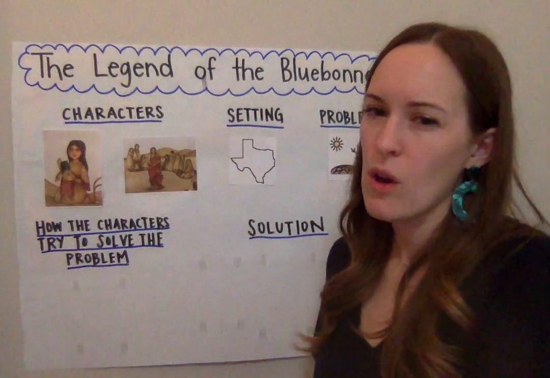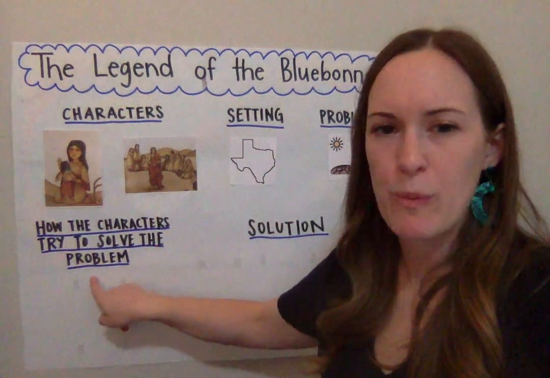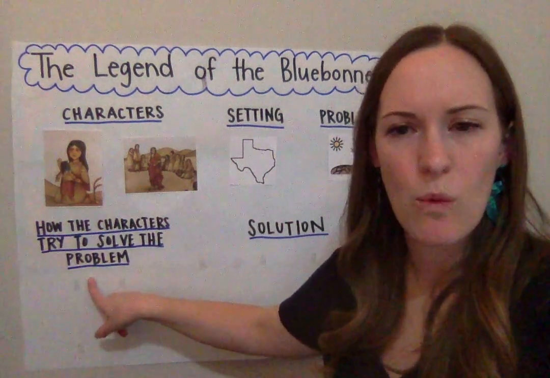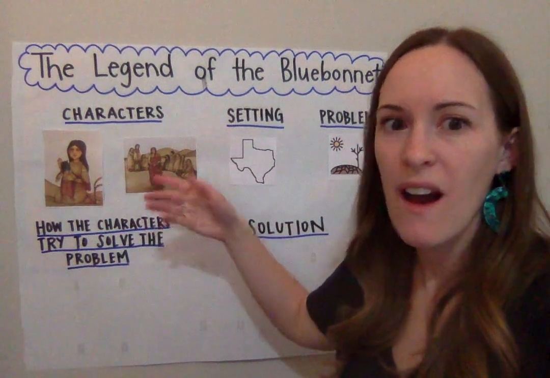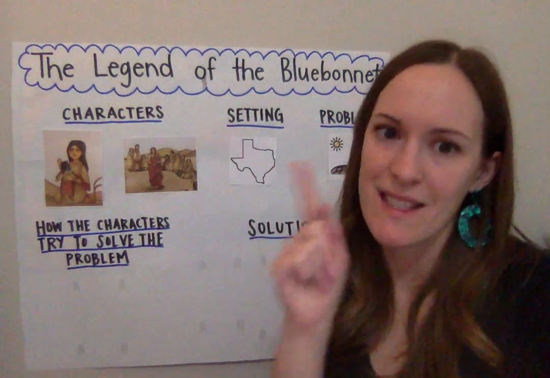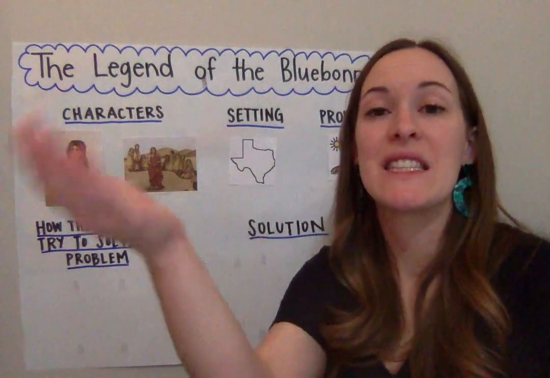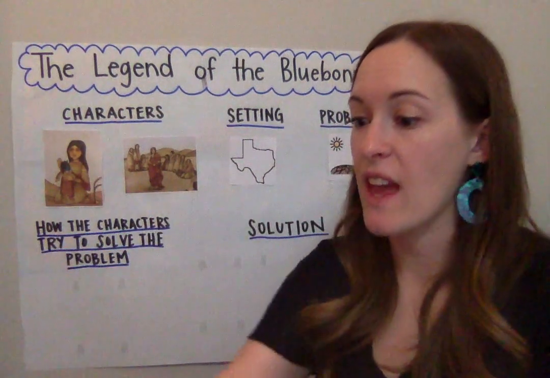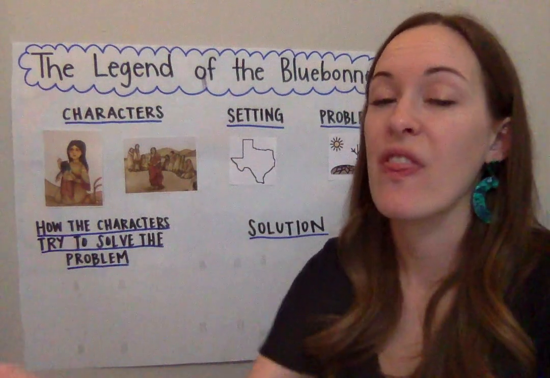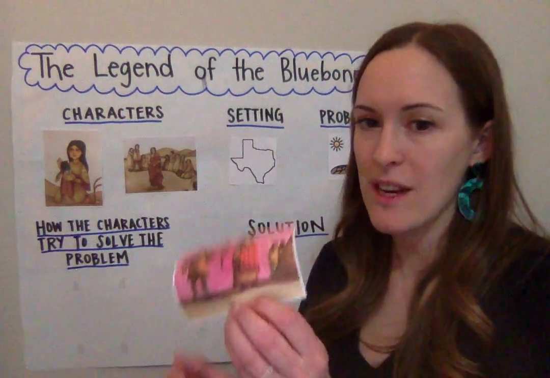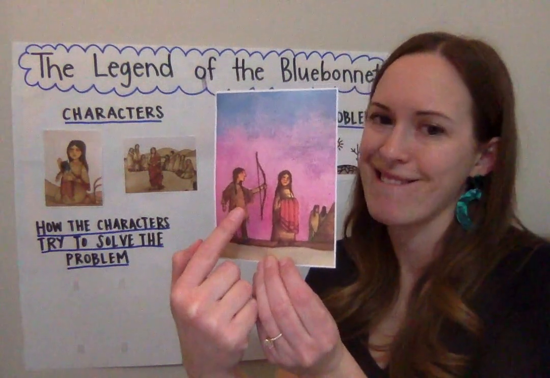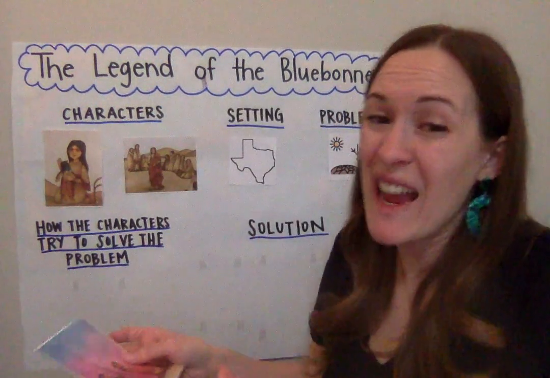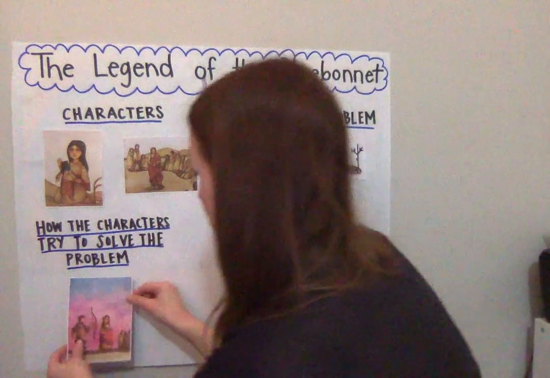So, what are the characters supposed to do to solve the problem? What did the shaman tell them? Exactly. The shaman told them they had to sacrifice something so that they could get the rain and the food back. So I'm going to show a picture of the warrior and the woman who said, no, they don't want my bow. They don't want my blanket. Because they were trying to solve the problem, but it wasn't working.